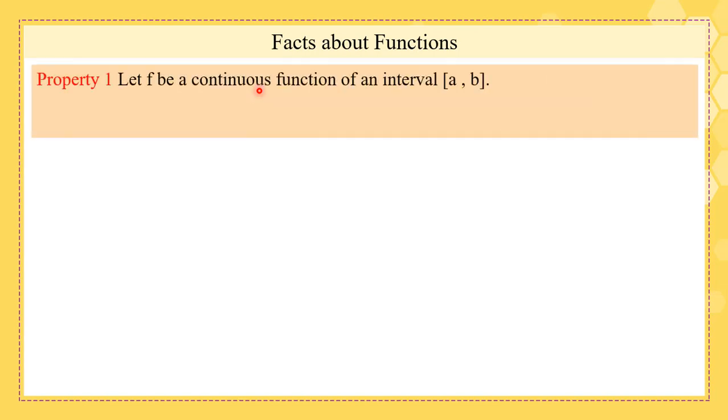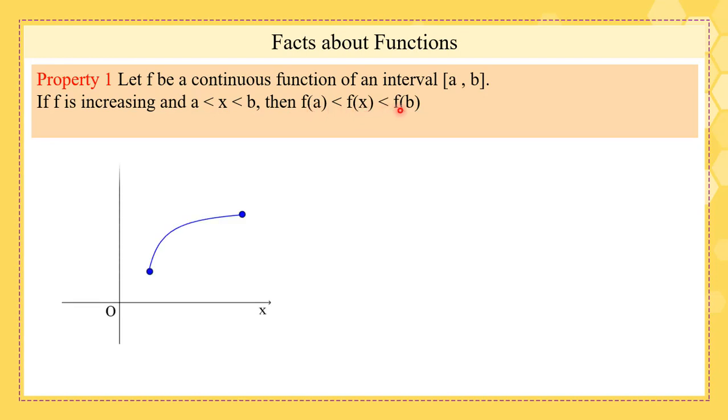Now let's continue talking about facts about functions. F is a continuous function which is defined on an interval AB. If f is increasing and x is between A and B, then we can say that f of x is between f of A and f of B. Let's see it graphically. Well, if this is A, this would be f of A, and if this is B, this would be f of B. Now if we choose x between A and B, as you see here, f of x would be between f of A and f of B.